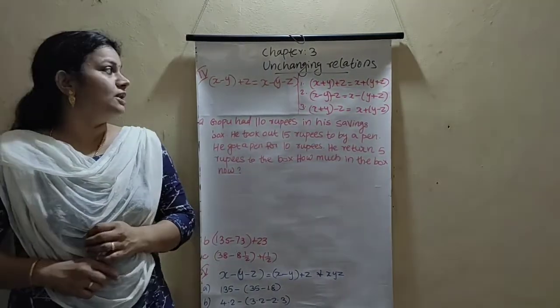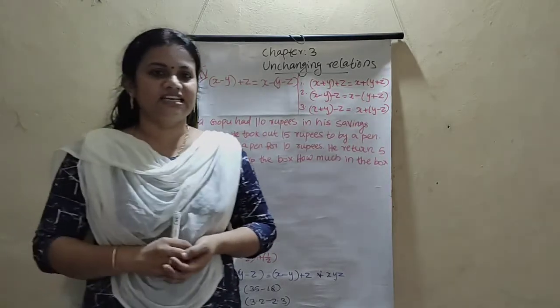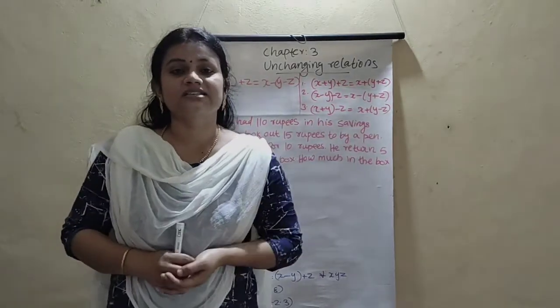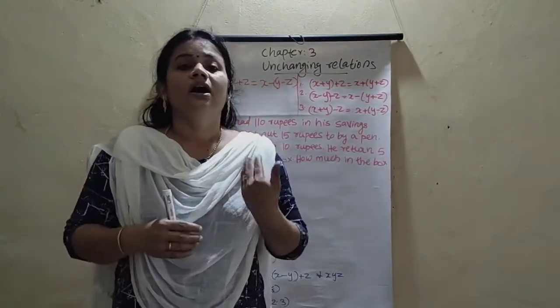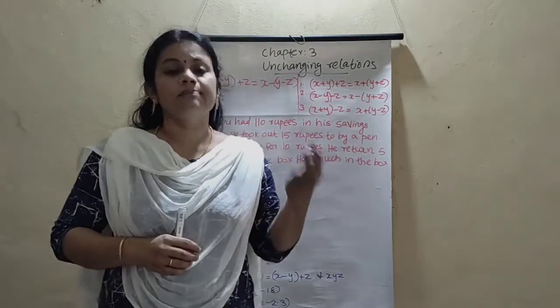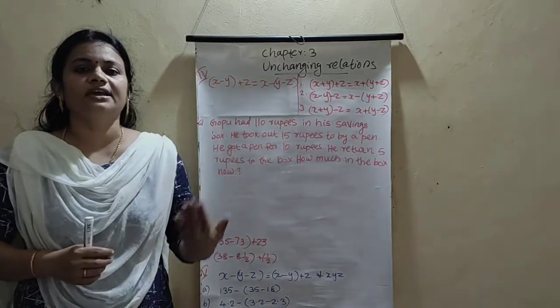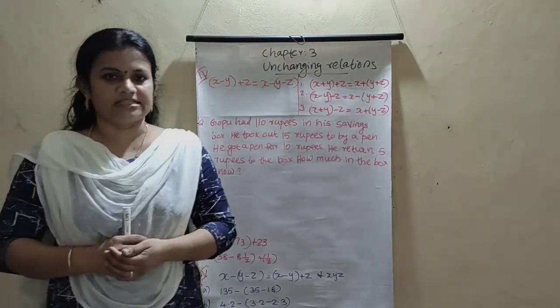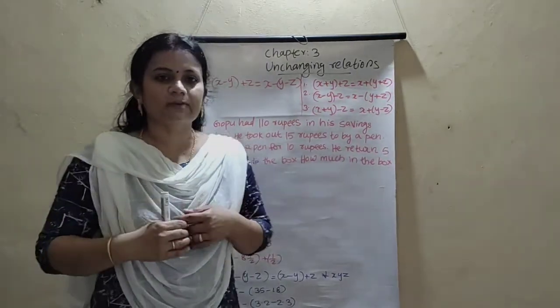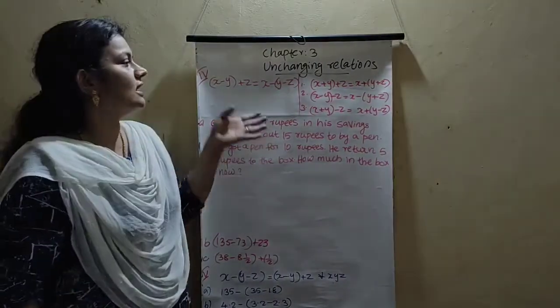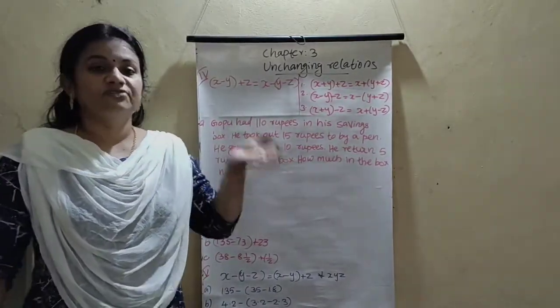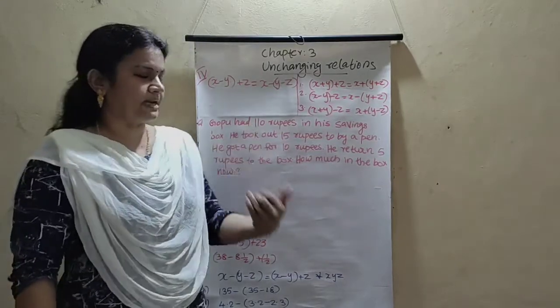Okay, children, now we are continuing our third chapter, Unchanging Relation. In the last class we discussed the general principles. We already learned three general principles. Now we are discussing the fourth and fifth general principle. Okay, what is the first general principle? Just recall the first, second and third general principle.